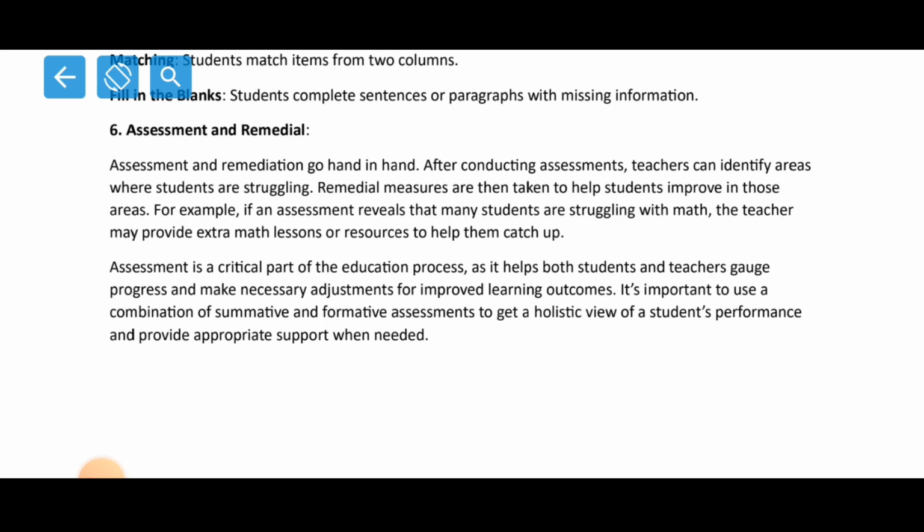And see, this assessment does not mean that it is only for the students, it is for both the teacher as well as the students. If the students are doing well, it means the teachers are automatically doing well. And if maximum students are not able to do well, it means that the teacher is also not able to do well, right? So these things need to be taken into account.